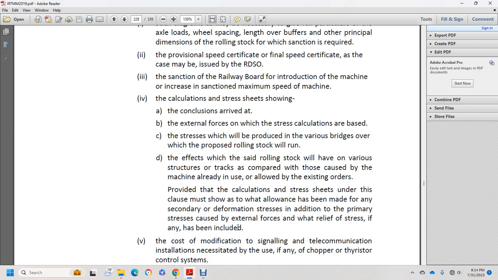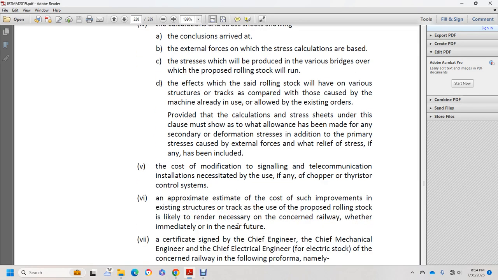use of any chopper thigh resistor control system and approximately estimate of the cost of such improvements existing structure over the track use proposed rolling stock likely overhead and likely render necessary that concern railway over the immediate near future.